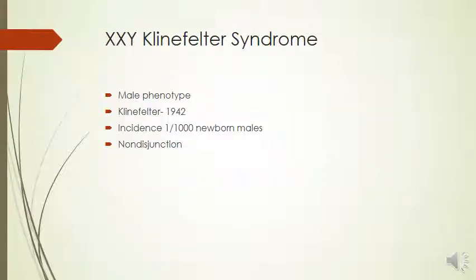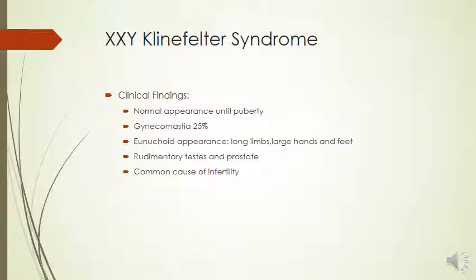XXY, Klinefelter syndrome, has a male phenotype. It was discovered by Klinefelter in 1942. The incidence is 1 in 1,000 newborn males, and it is caused by non-disjunction. If you look at the clinical findings associated with Klinefelter syndrome, they have a normal appearance until puberty. Gynecomastia occurs in 25%. They have a eunuchoid appearance, which is long limbs, large hands and feet. They have rudimentary testes and prostate, and it is a common cause of infertility.